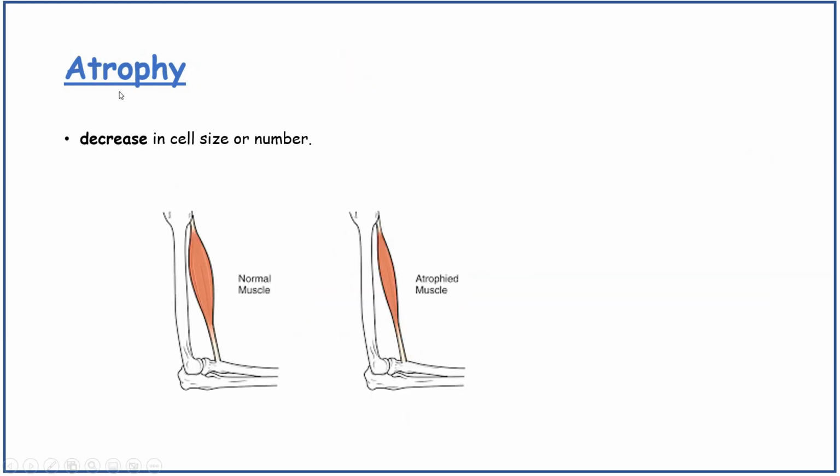So atrophy is the opposite of hypertrophy. It's getting smaller. So the atrophy is the cells wasting away, getting smaller or less cells. So atrophy is less cells or getting smaller.